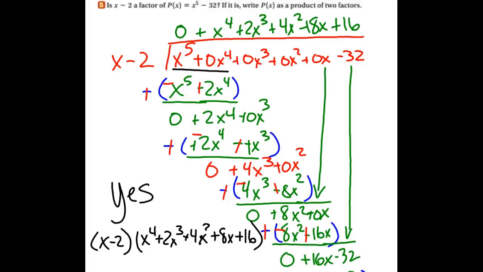If you wanted to write x to the fifth minus 32 another way, you can write it as x minus 2 times the quantity x to the fourth plus 2x to the third plus 4x squared plus 8x plus 16. All right, and so that is our long division notes for today. This is the end of lesson 5.4a, dividing polynomials using long division.